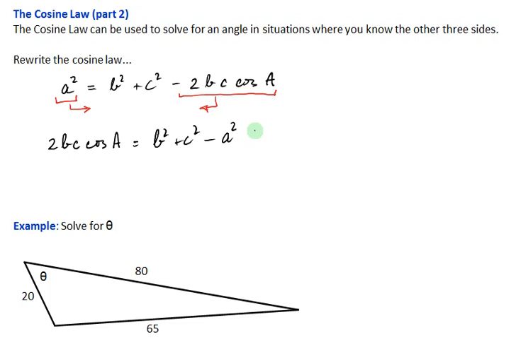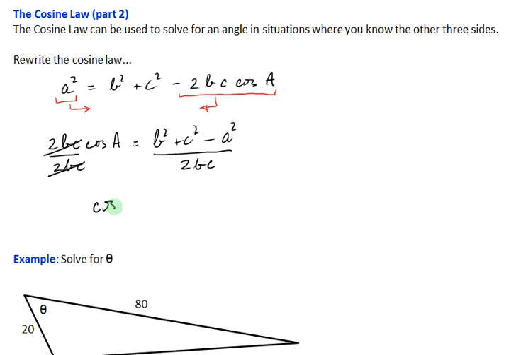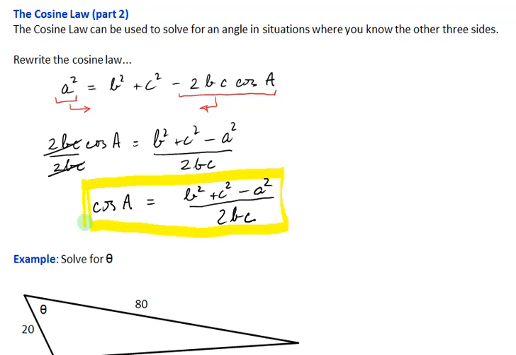So this will end up being 2bc cosine angle A equals b squared plus c squared minus a squared. Then to isolate cosine of A, I can divide both sides by 2bc, which just cancels out the 2bc. That gives me the equation: cosine of angle A equals b squared plus c squared minus a squared over 2bc. So this is the second version of the cosine law, and this is the one we can use when we solve for an angle.